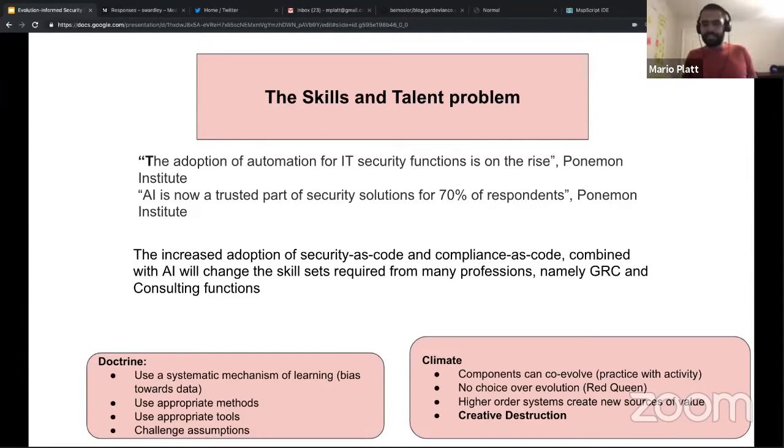I think, namely, the governance, risk, and compliance teams and consulting functions will struggle particularly with some of these concepts, right? Because as we're moving to a more declarative world where everything is code, people that can't read code will be at a disadvantage, if we don't find different ways of doing our jobs.